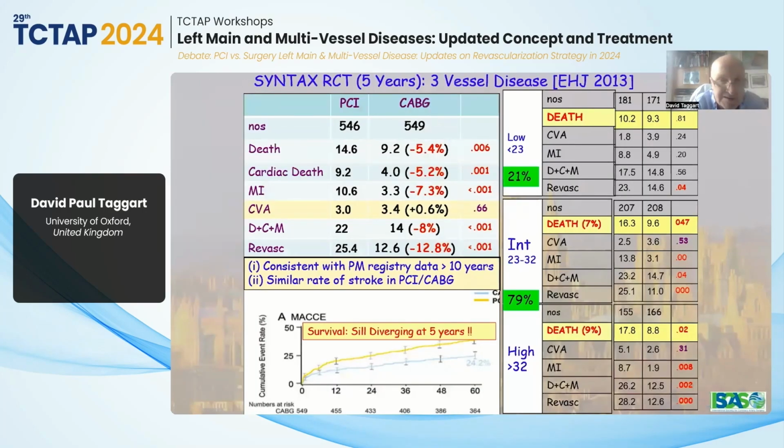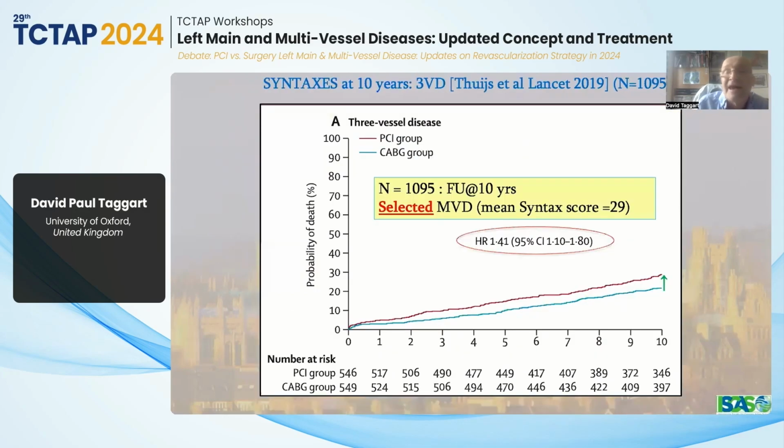So I'll go back to the SYNTAX trial of 10 years ago now, where in almost 1,100 patients, those randomized to CABG had a significant reduction in mortality, cardiac death, myocardial infarction, and the need for repeat revascularization in 5 years. And SYNTAX also showed us the importance of the SYNTAX score, in that in the low SYNTAX score, the mortality benefit of CABG was 1%, in the intermediate group, 7%, and in the high SYNTAX score group, 9%, accompanied by marked reductions in myocardial infarction and repeat revascularization.